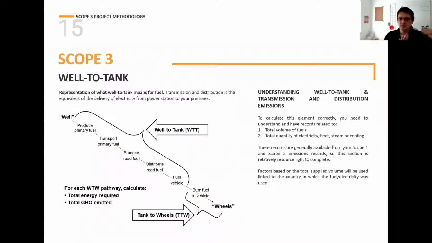So for each piece you have in your scope 1 and 2 carbon footprint, other than refrigerants and fugitive emissions, there'll be a well to tank carbon factor that you need to take account of as well. So you're effectively needing to create a secondary record of each thing that's in your scope 1 and 2 in terms of electricity and fuels.